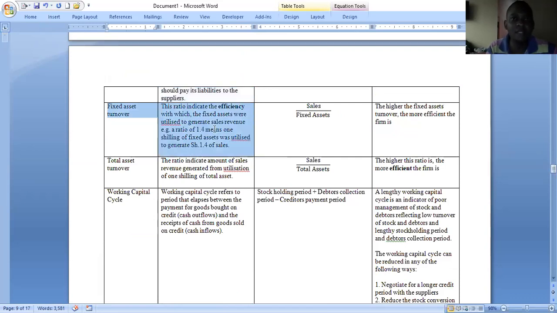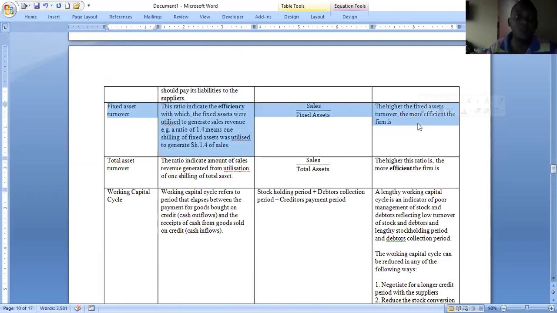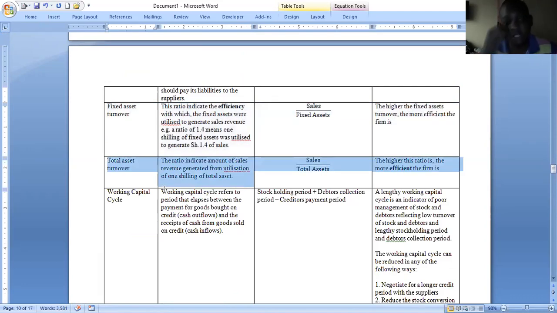So we proceed to other efficiency ratios. We have the fixed asset turnover ratio, which measures the efficiency with which fixed assets were utilized to generate revenue. The higher the fixed asset turnover ratio, the more efficient the business is in the utilization of its fixed assets. The fixed asset turnover ratio is obtained by dividing the sales by the fixed assets. Then we move on to the total asset turnover ratio.